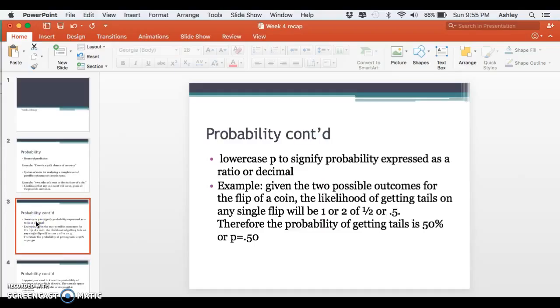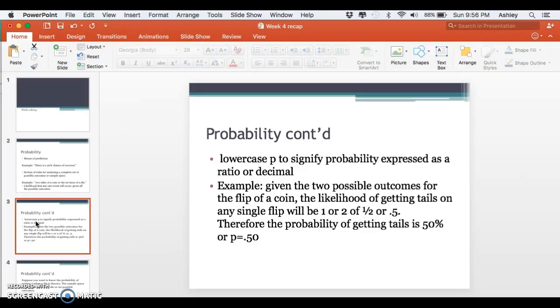Now, you've seen a lowercase p already, and we've already talked about it being related to probability. Within probability, we use the lowercase p to express the chance, and it's expressed as a ratio or a decimal. So, for example, the two possible outcomes for the flip of a coin. The likelihood of getting a tails on any single flip will be 1 of 2, or 1 divided by 2, or 0.5. Therefore, we say the probability of getting a tails is 50%, or p equals 0.5.